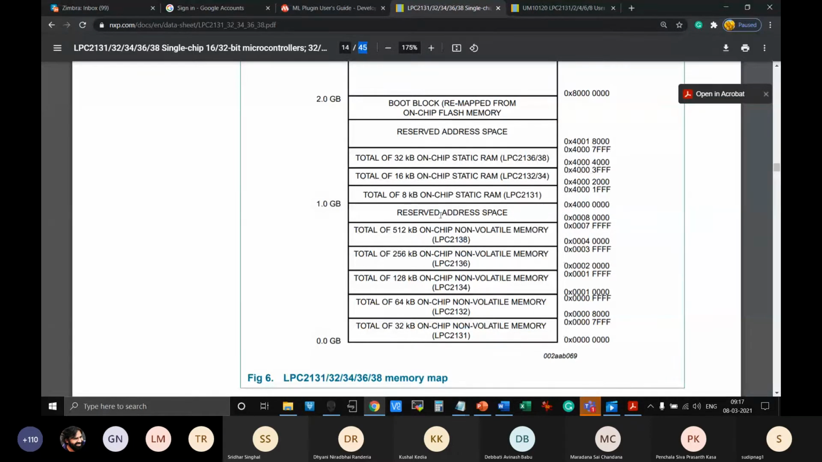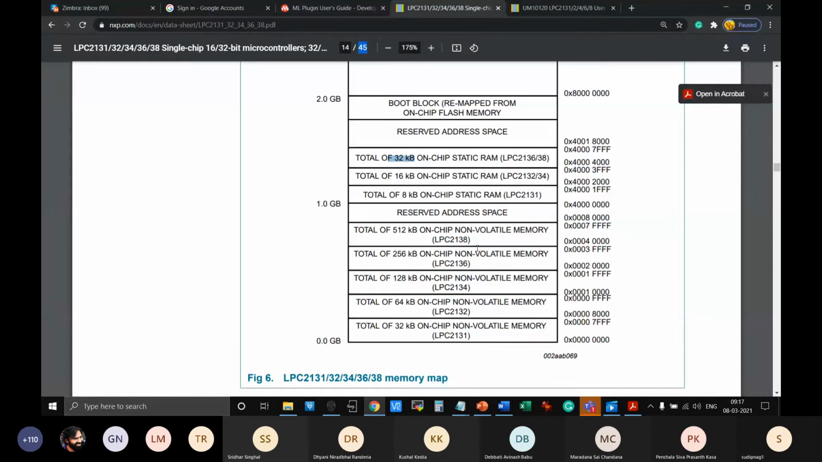Then after this reserve space, there is a group of memory locations reserved for SRAM or static RAM. Again, different microcontroller numbers have various RAM sizes. So if you are considering 32 kilobytes in the 2138, then it starts from 4 and then all these zeros until 4000, then 7FFF. Up to this location, this entire RAM space is located. So all this static RAM and non-volatile flash, everything is within the chip, right?